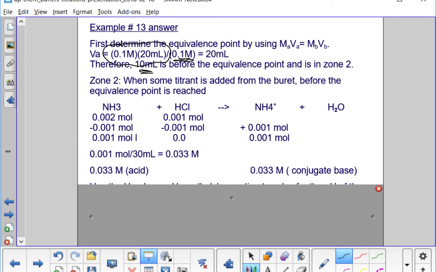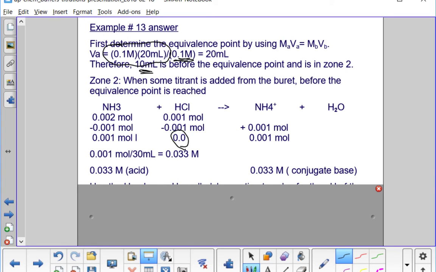Since we're before the equivalence point, we will neutralize all of that acid. So we end up with 0 moles of HCl, 0.001 moles of NH3. And in doing so, we generate NH4 plus, the conjugate acid of NH3, 0.001 moles.